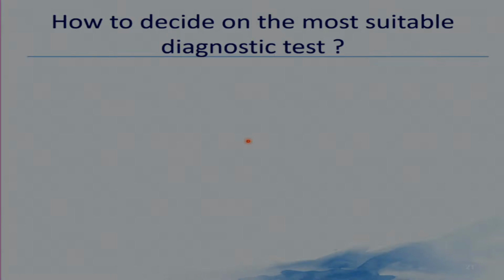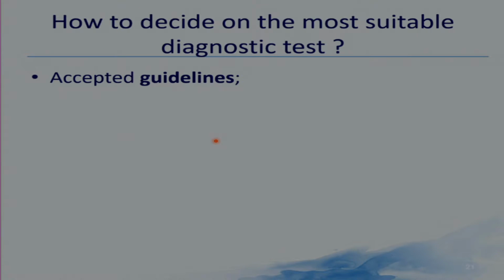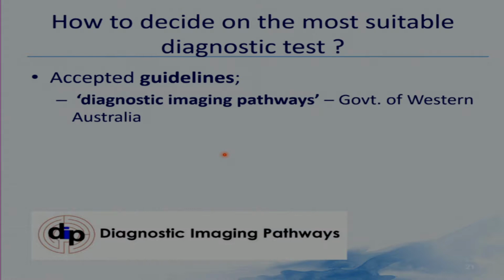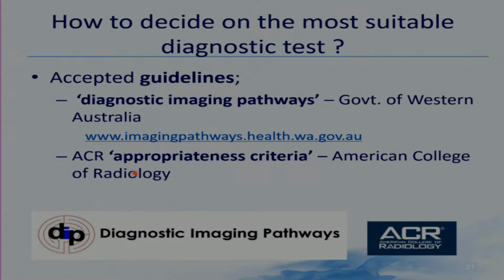So how do we decide on the most suitable diagnostic test? It may be a little tricky as there are various factors to consider. Fortunately, there are accepted guidelines, as Professor Bhadra mentioned. For example, diagnostic imaging pathways developed by the Government of Western Australia, available in this website, and ACR is American College of Radiology appropriateness criteria, available in this website.